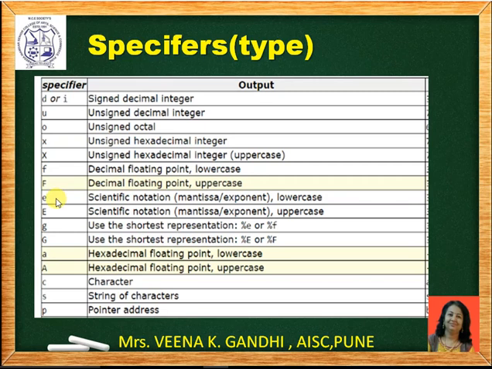You can use small e or capital E for scientific notation or exponential form of the floating point number. And you can use small g or capital G for shortest representation of the %e or %f. And you can use small a or capital A for hexadecimal floating point number. You can use %c for character type data. And you can use %s for string type of data. %p for pointer address.